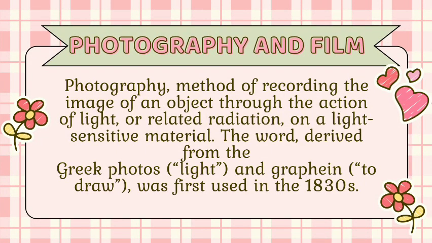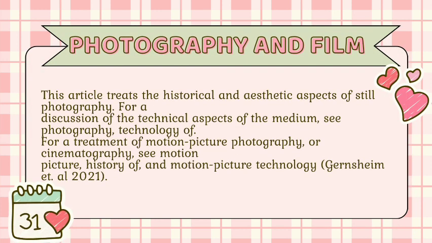Photography and film. Photography is a method of recording the image of an object through the action of light or related radiation on a light-sensitive material. The word, derived from the Greek photos, light, and graphein, to draw, was first used in the 1830s. This article treats the historical and aesthetic aspects of still photography. For a discussion of the technical aspects of the medium, see Photography, Technology of. For a treatment of motion picture photography or cinematography, see Motion Picture, History of, and Motion Picture, Technology of.